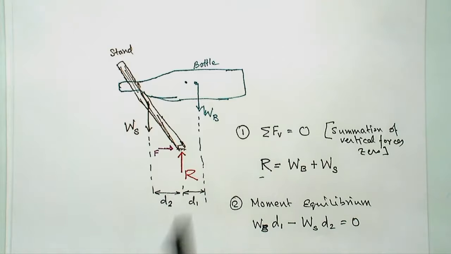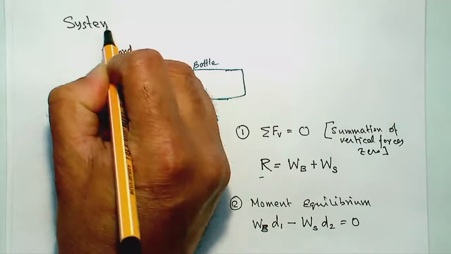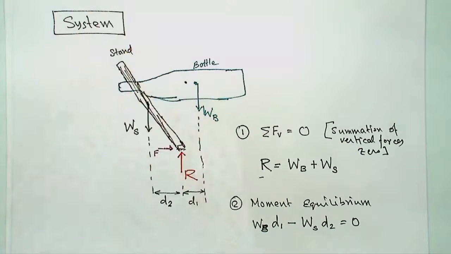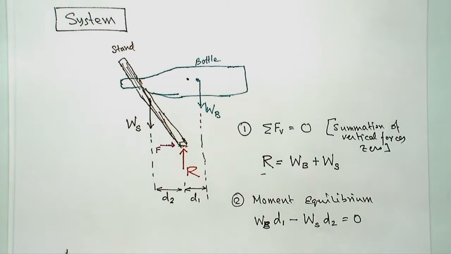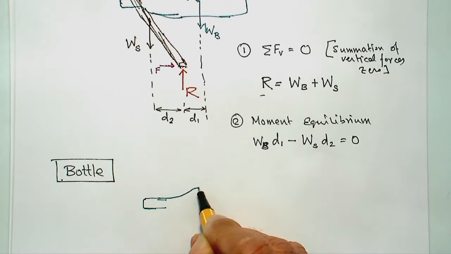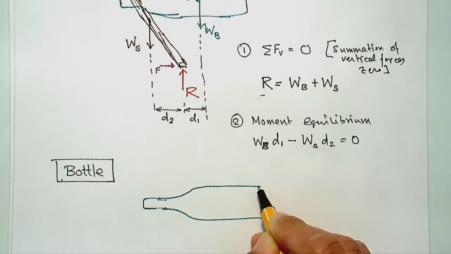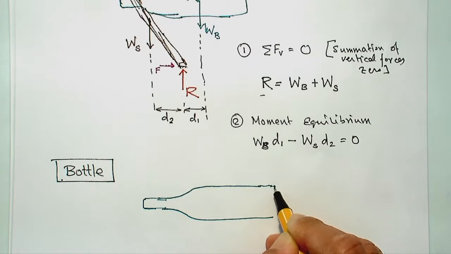Now, somebody there asked me about the bottle. So this is the free body diagram for the whole system. Now, what about the bottle then? If I want to draw the free body diagram of the bottle itself, how do I do it? Now, of course, I'll draw the bottle itself first. That will not be exactly the same bottle, I can guarantee you. So this time, even a better one.